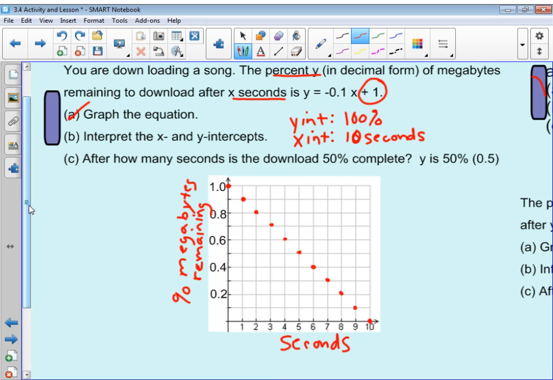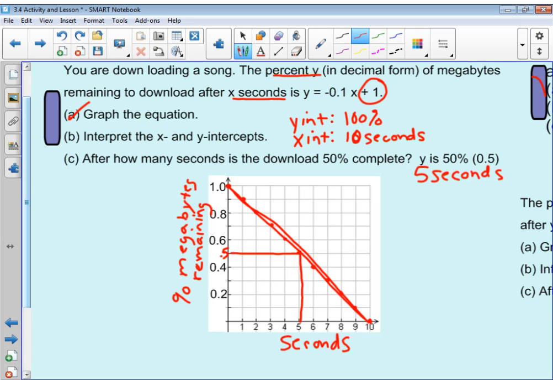Letter C says, after how many seconds is the download 50% complete? So if I were to check 50%, here I can go off of my graph. If I find 50%, here's my line. Really bad line. Okay, 50% is here, 0.5. And it looks like it crosses right here, which would be 5 seconds.